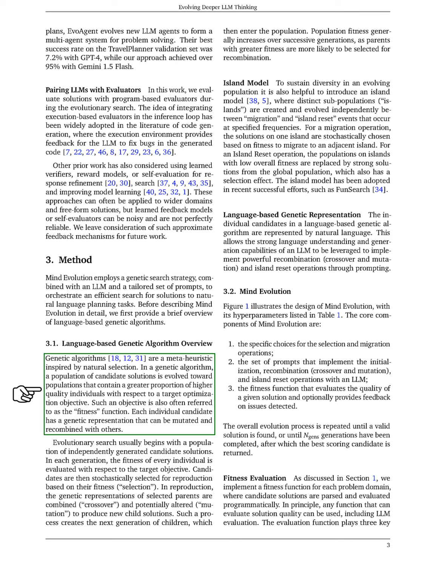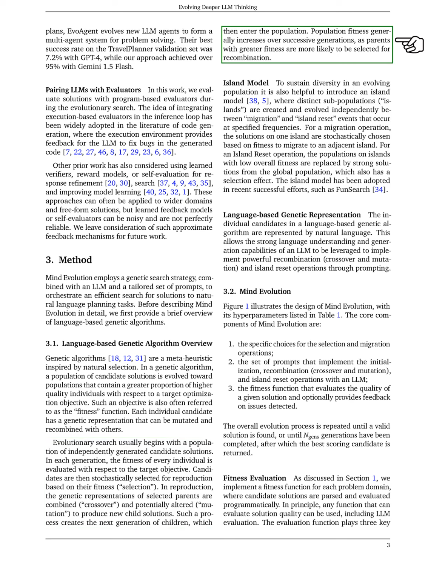Genetic algorithms are inspired by natural selection and evolve a population of candidate solutions toward higher quality individuals based on a target optimization objective, known as the fitness function. Each candidate has a genetic representation that can be mutated and recombined. The process starts with a population of solutions, and in each generation, we evaluate the fitness of each individual. Candidates are selected for reproduction based on their fitness, and through crossover and mutation, we create new solutions for the next generation. Over time, the population's fitness generally improves as fitter parents are more likely to be selected.